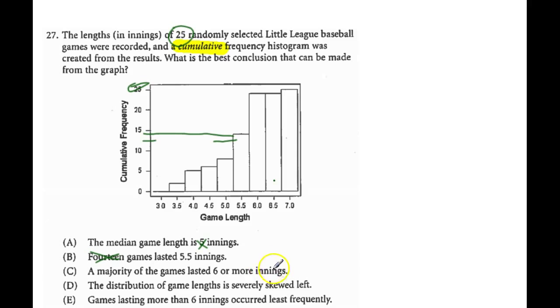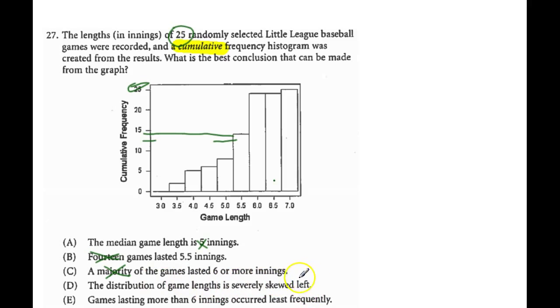Majority of the games lasted 6 or more innings? Well, very few games lasted 6 or more. 24 of the 25 games were 6 or less. You could say 15 of the games were 5.5 or less, but certainly not the majority were more than 6. That's the minority. The distribution of game lengths is severely skewed left.